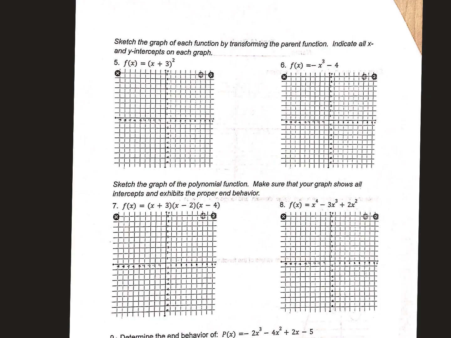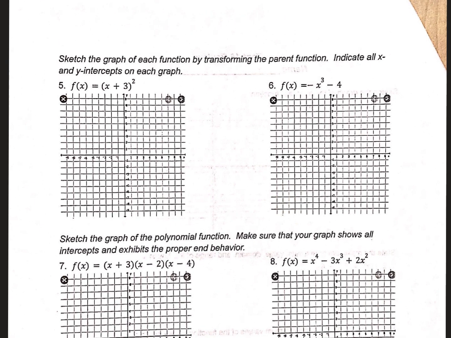Number 5 says sketch the graph of the function by transforming the parent function. Indicate all x and y intercepts on the graph. Okay, so first of all, let's go y-intercept. For the y-intercept, you put 0 in for x. If I do that, that gives you 3 squared, which is 9. So the y-intercept is 9.